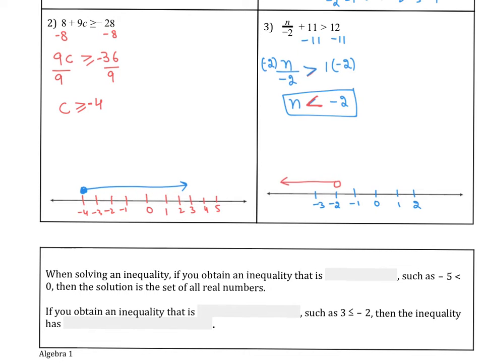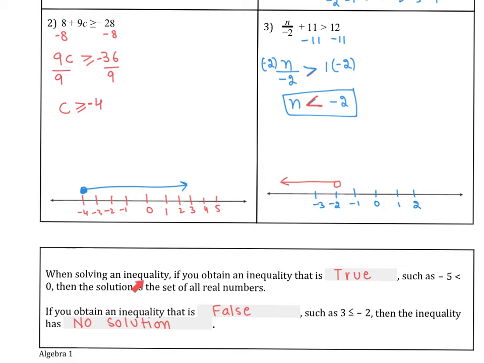For number 3, you're going to subtract 11 on both sides. You get n divided by negative 2 greater than 1. To remove this negative 2, you're going to multiply by negative 2 on both sides. Whenever you multiply by a negative, you're going to switch the inequality, so n is less than negative 2. On top of negative 2, you make an open circle and it's going to the negative side.